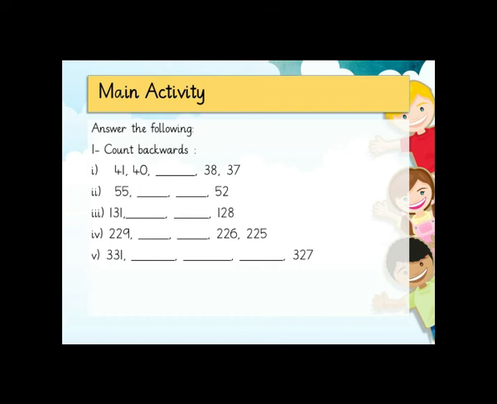In part 4, this is 229, counting backwards. Number after it will be 228, right? And then 227. Then comes 226 and then 225. Moving towards the last part of the given question, this is 331. Counting backwards, it comes 330. Then 329, then 328, then 327. Correct.